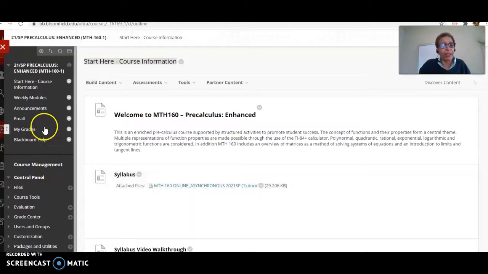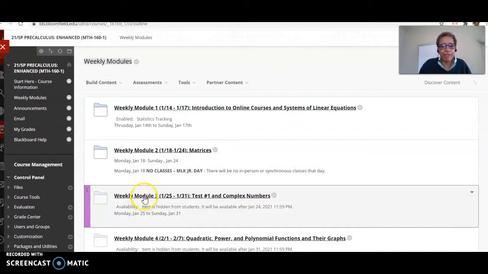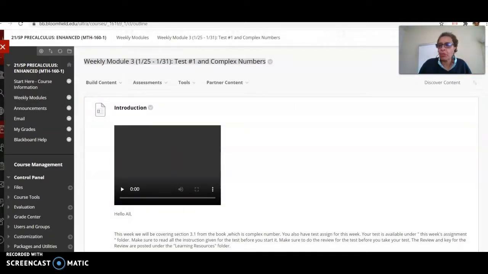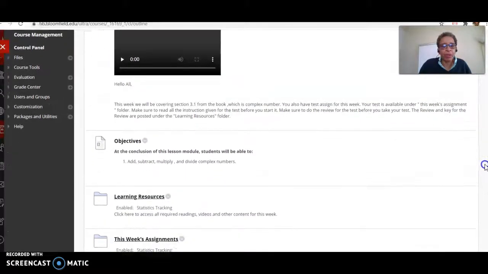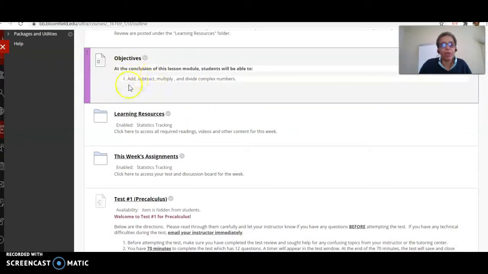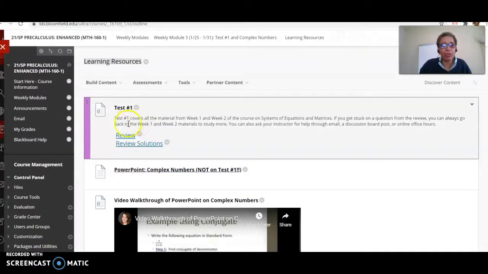All right, so let's go and see how you look up this information. So you can go to weekly modules. Let's look up week 3, test 1 and complex numbers. Let's scroll down. And here, if you want to learn about complex numbers, click on learning resources. There is quite a bit of information there. Also, the review for test 1 is here. That's very important, right?